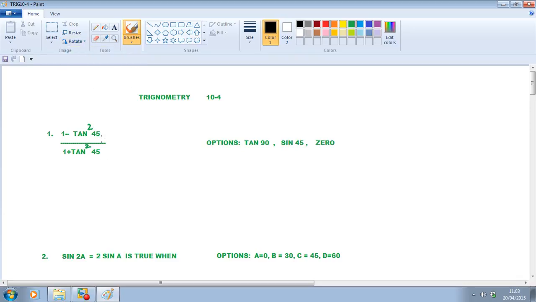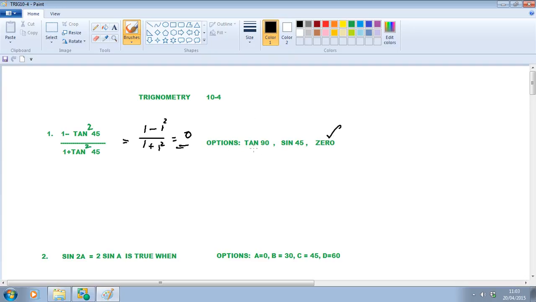So the simplest: tan 45 is 1. So the equation becomes (1 square, 1 minus 1 square) also is 1 divided by 1 plus 1 square. This is equal to 0. 1 square is 1, 1 minus 1 is 0. Obviously, the answer is 0.